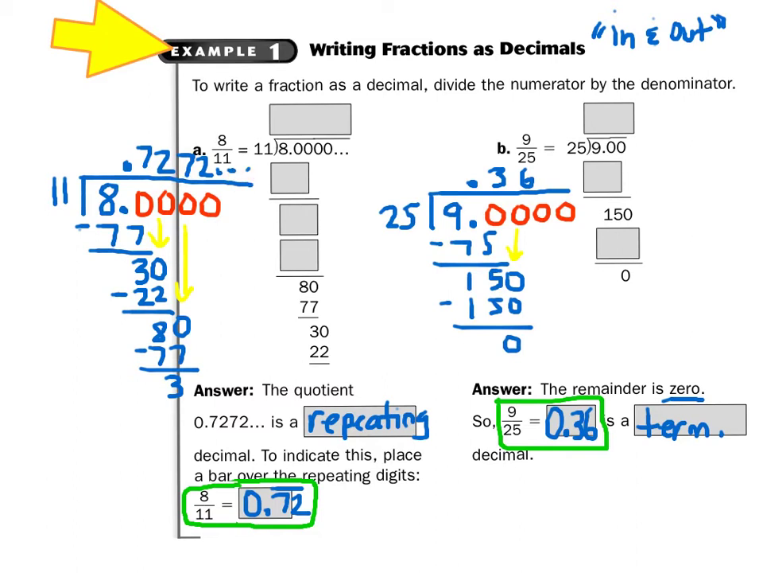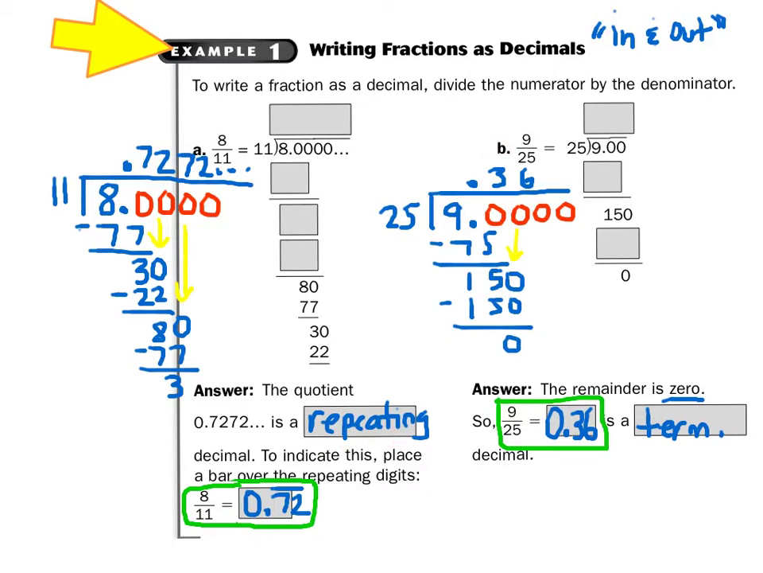It keeps going. So I want you to write it not where you showed your work. Look at how I wrote it down here. I want you to write 8/11 equals, and then put 0.72 with a bar over the 7 and the 2 only. And of course, that's a repeating decimal.